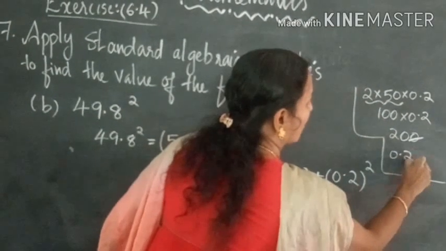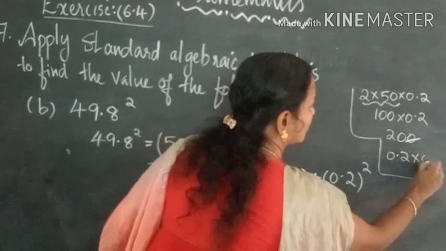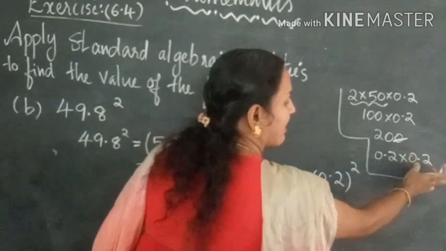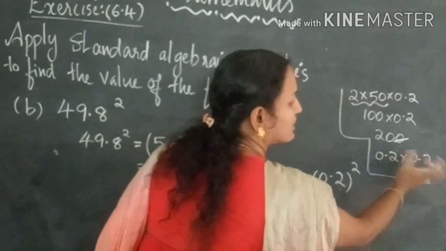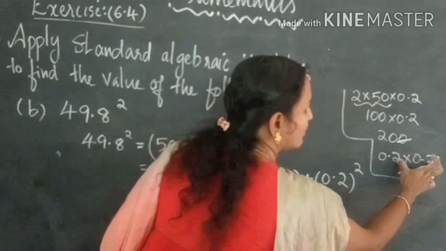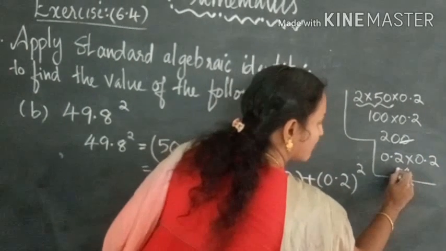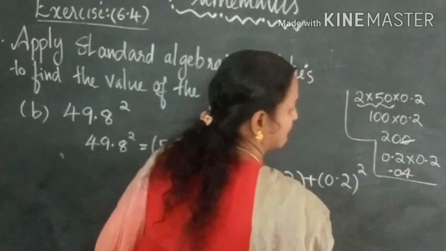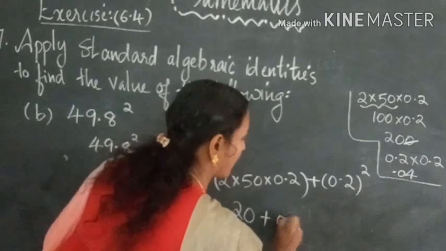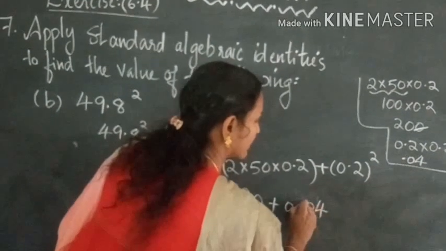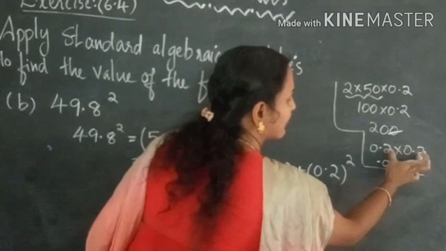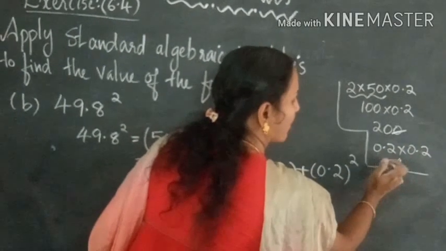0.2 the whole square is 0.2 into 0.2. First one has 1 digit after decimal, the second also has 1 digit after decimal, so total 2 digits. 2 into 2 is 4. Here 2 digits are needed but only one number, so we put a 0 after the decimal. So 0.04.